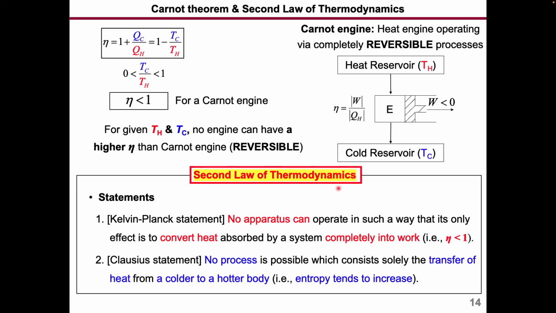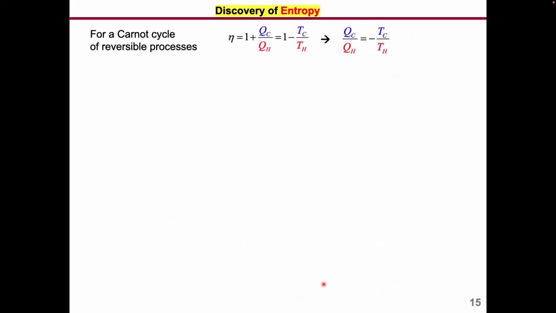We also have a Clausius statement. Basically, no process is possible which consists solely of the transfer of heat from a cold reservoir to a hot body, okay? In other words, heat always spontaneously flows from hot to cold. And this process is an entropy-increasing process, so that in the end, entropy tends to increase, okay? We will introduce entropy on the next slide. All right, so those are the statements of the second law of thermodynamics.